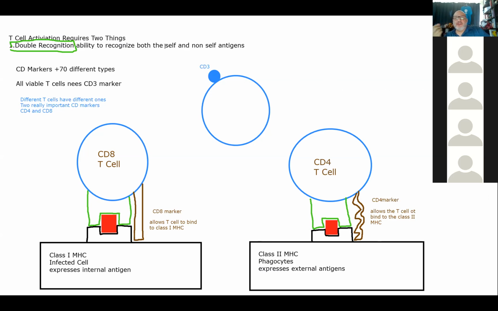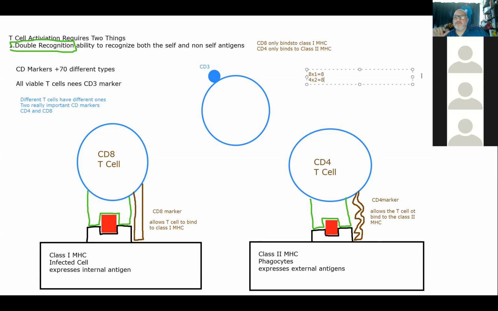So we have that double recognition, that ability to recognize both the self and the non-self, but each different type of T cell is going to bind to a different class of major histocompatibility complex. CD8 only binds to class 1 major histocompatibility complex, and CD4 only binds to class 2 major histocompatibility complex. And the way I remember it is, if you think about it, 8 times 1 equals 8, 4 times 2 equals 8. So CD4 binds to class 2. CD8 binds to class 1.